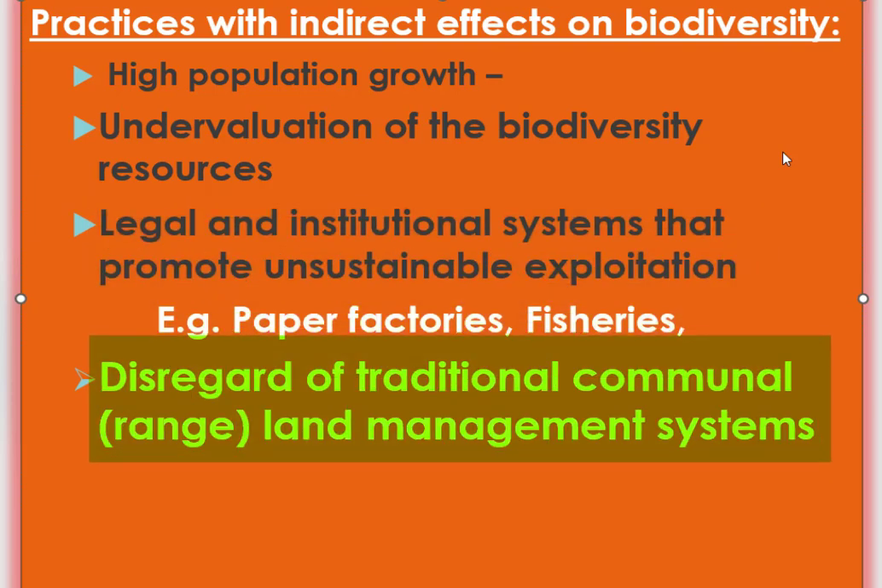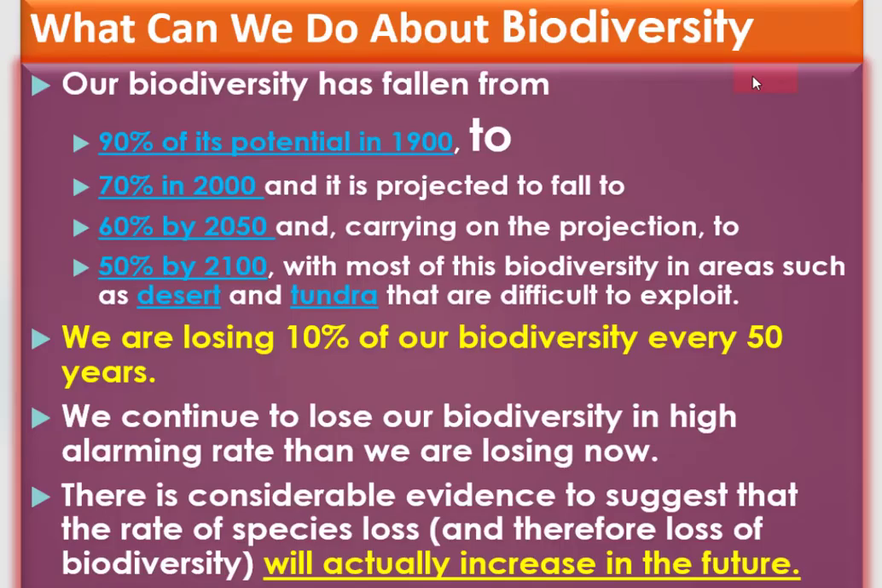The fourth one, disregard of traditional communal land management systems. Traditional methods of land management conserved the species present and used them to support the community. These are at risk as more communities are engaged to use more high-yielding and intensive practices. What can we do about biodiversity?